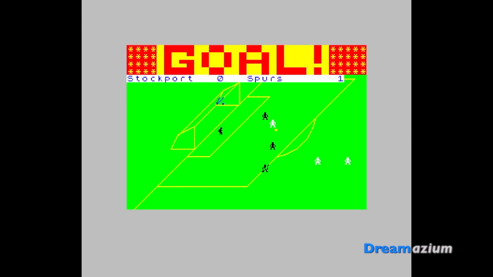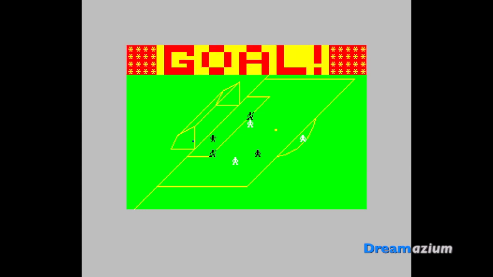Oh, and there's a good start for Spurs. Oh, and they've got another one.